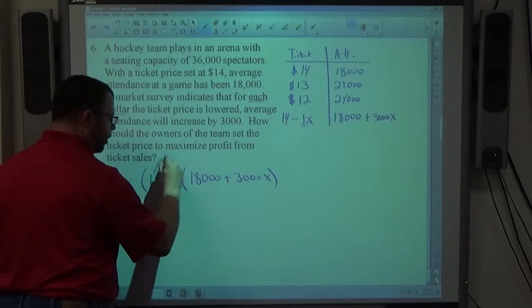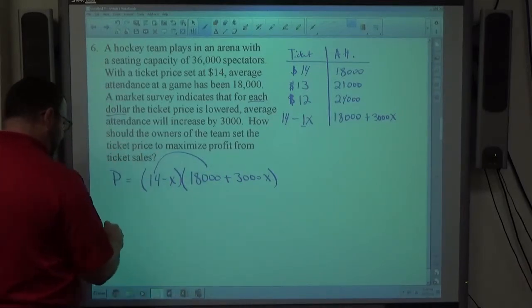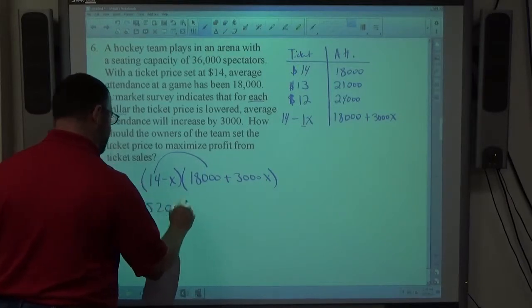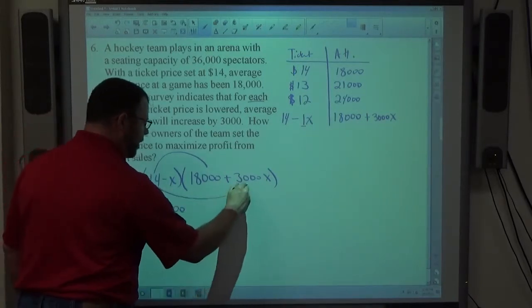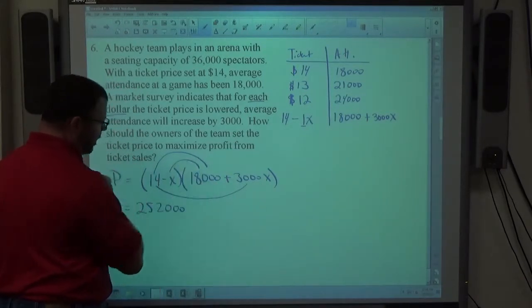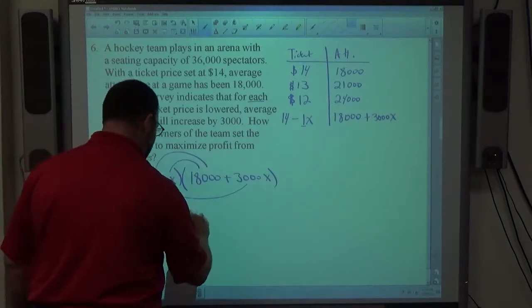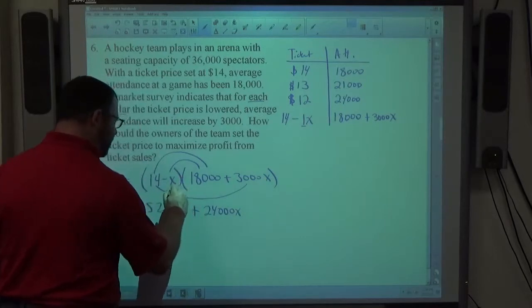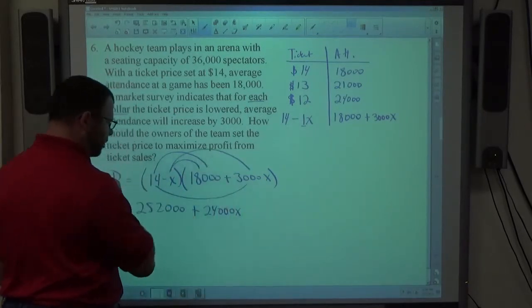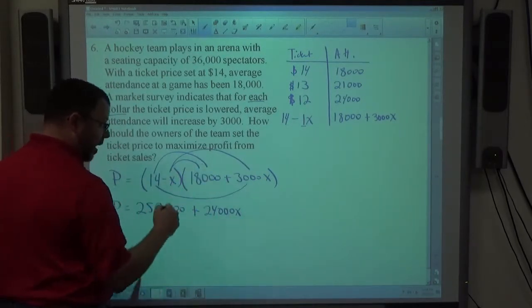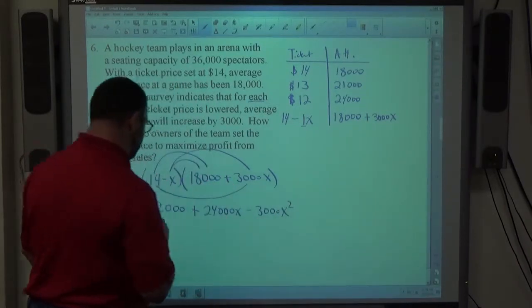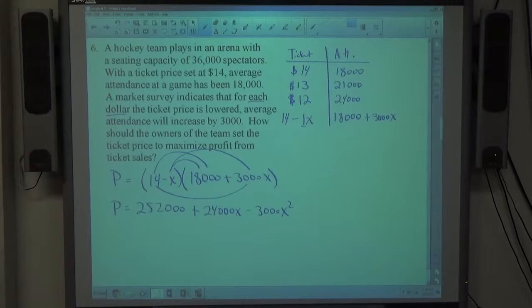This is just a binomial multiplication, so 14 times 18,000 is 252,000. Outside product of 42,000x minus inside of negative 18,000x is going to be plus 24,000x. And then negative x times positive 3,000x is going to be negative 3,000x squared. It's just like that. I've got a profit function here.